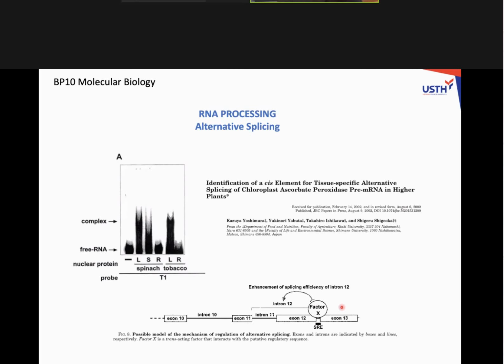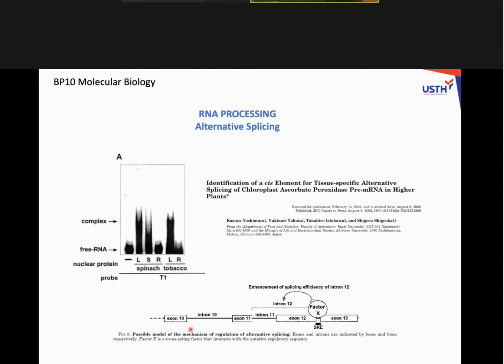So if you look at the little drawing at the bottom, it means that when we see the complex formation here, we are in a situation in which there is a factor that we don't know, a protein or a protein complex, that is able to bind this sequence. They call that factor X. This factor X is present in leaves, but not in roots. Do you agree? So now look at the model.